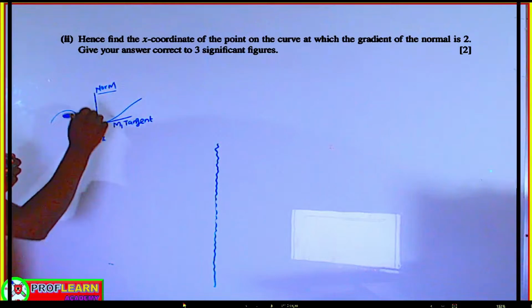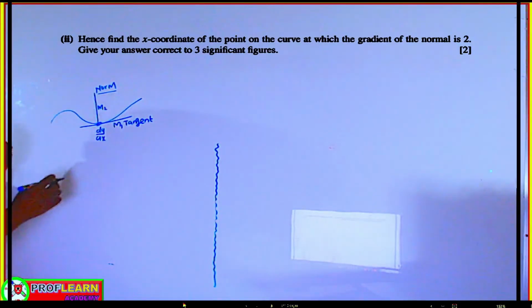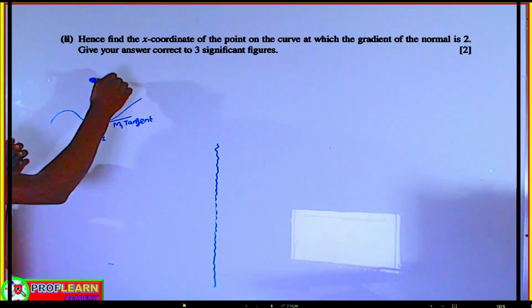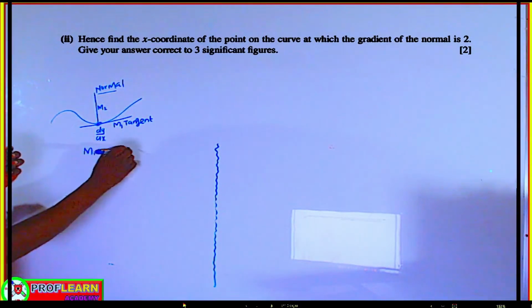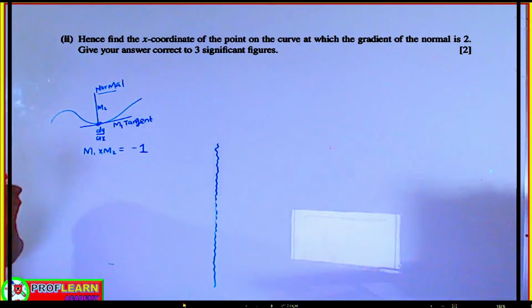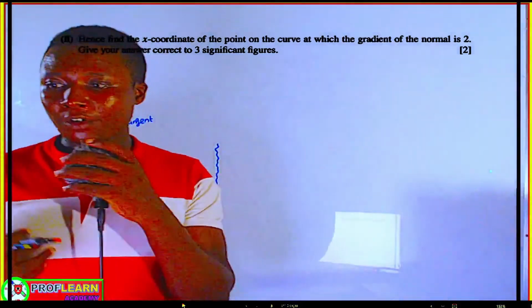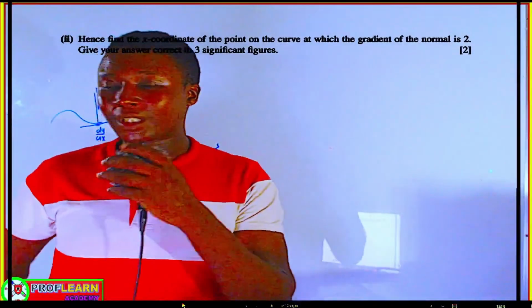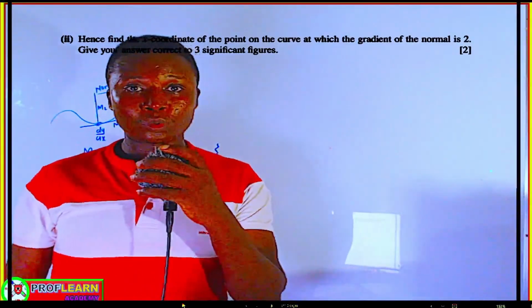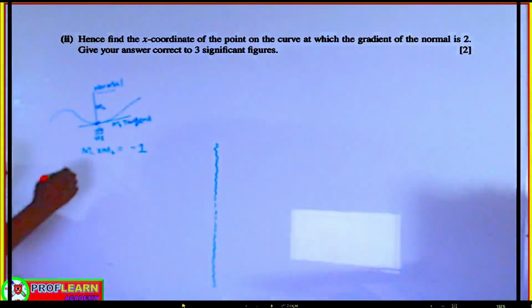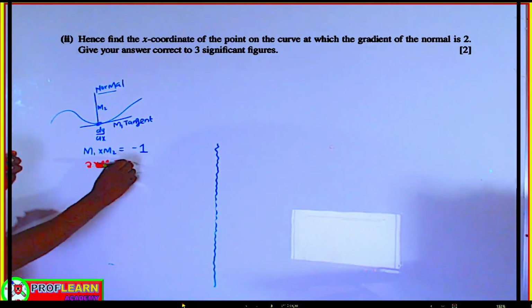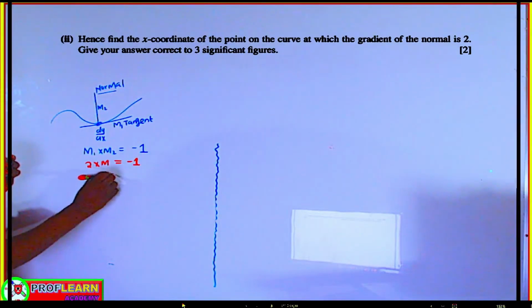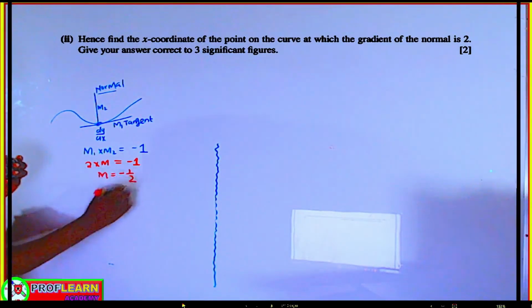So let's say the gradient of this one is m1 and this gradient is m2. So the gradient of the normal and the gradient of the tangent multiplied, m1 times m2, is going to give us -1. So in this case, we are finding the x coordinate of the point at which the gradient of the normal is actually 2. So meaning we can say 2 times the gradient of the curve is going to be -1. So the gradient of the curve is going to be -1 over 2.